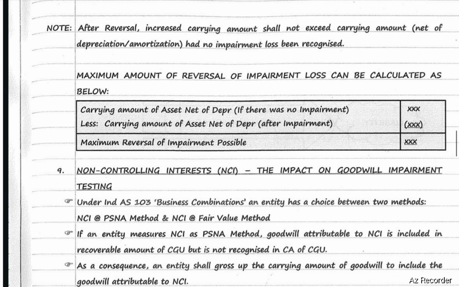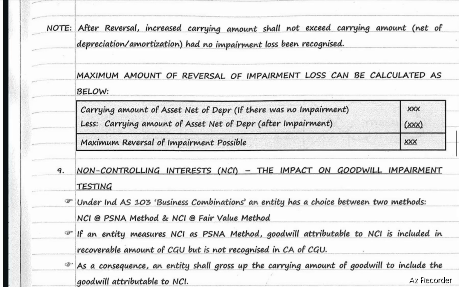That means the maximum amount of reversal of impairment loss can be calculated as below. First one, the carrying amount of an asset net of depreciation if there was no impairment, less the carrying amount of the asset net of depreciation after impairment. The maximum reversal will be the difference between both. The above two will be the maximum reversal of impairment possible.